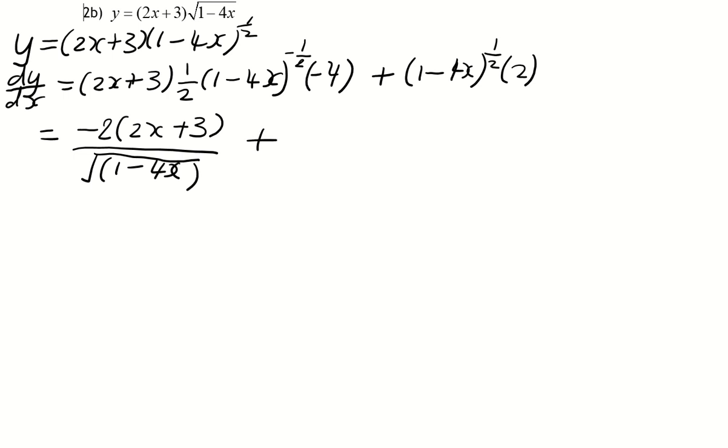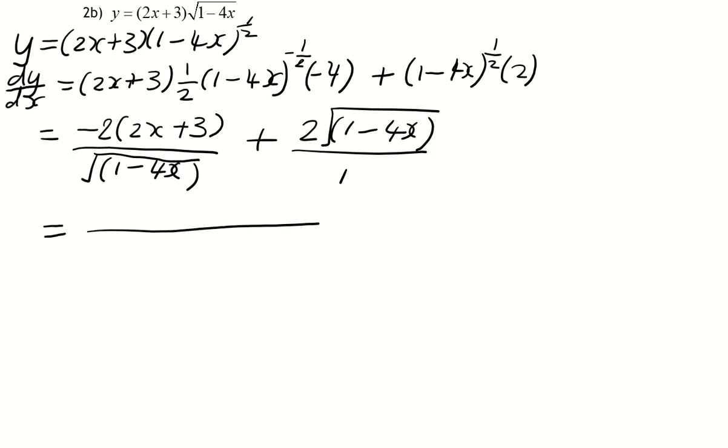Plus, this second term, it's 2 times (1 minus 4x) to the power of half. This one is positive half, so it stays at the numerator, but I'm just going to write it as a root. So I can write it with denominator 1. Once you have written them as two fractions added together, the next step will be to combine them into one single fraction. The common denominator is root 1 minus 4x.